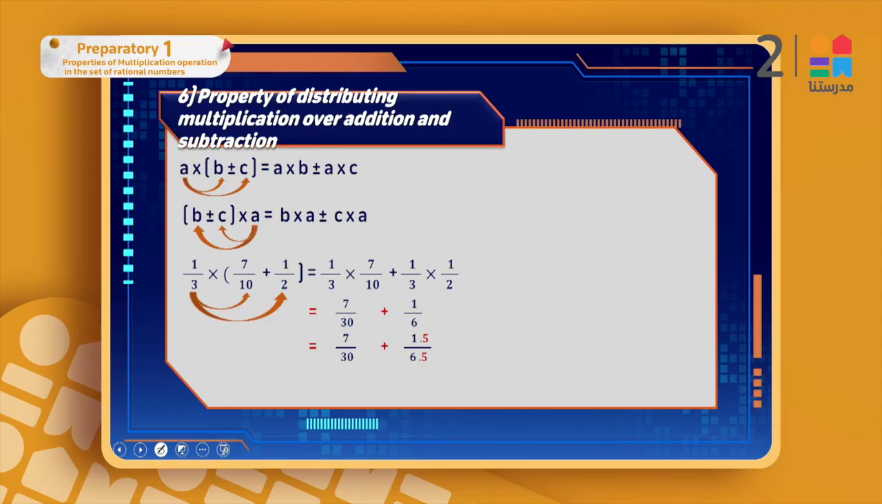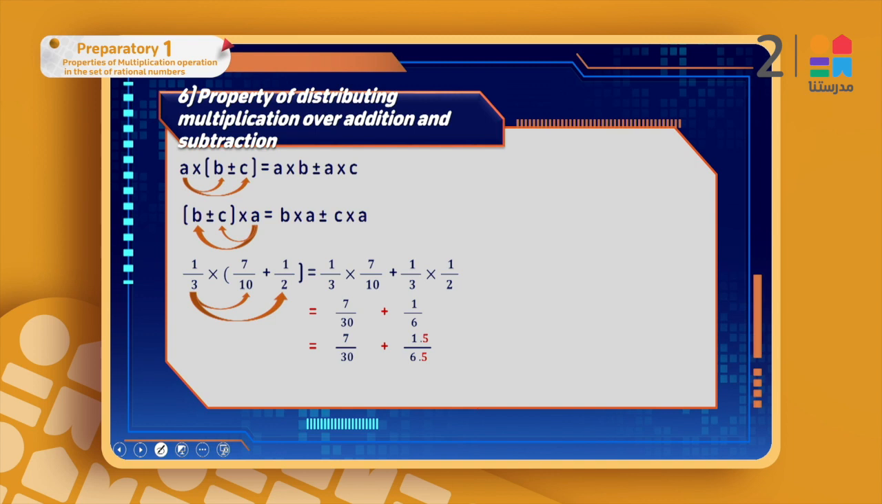Now, which case do we have in addition? Do we have same denominator, convert one to the other, or cross multiplication? Let's have a look. We have 30 and 6. They are not the same. But my question is, can I convert 6 to be 30? Yes, of course. We will multiply it by 5. So we will multiply 1 over 6 by 5 up and down. We will get 7 over 30 as it is, plus 1 times 5 is 5, 6 times 5 is 30.